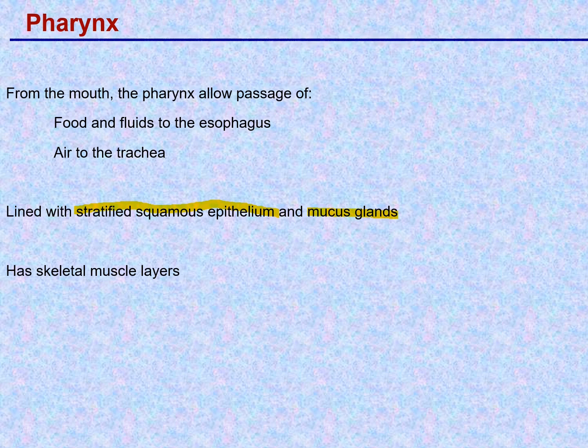Beneath that surface epithelium, you have skeletal muscle layers. So skeletal muscle, of course, is under voluntary control. So you voluntarily control the muscles in your pharynx, and that's what allows you to swallow.